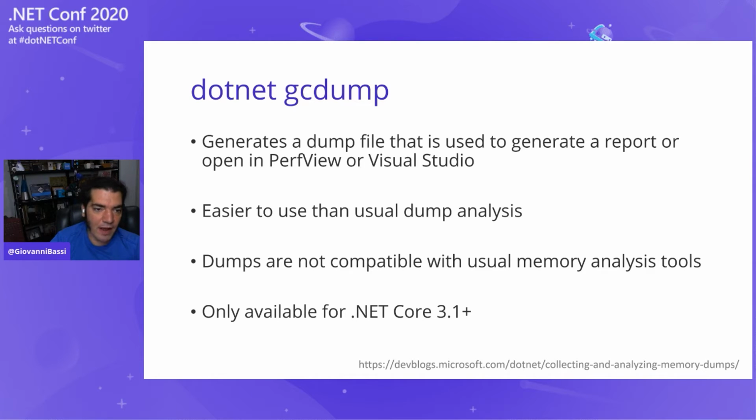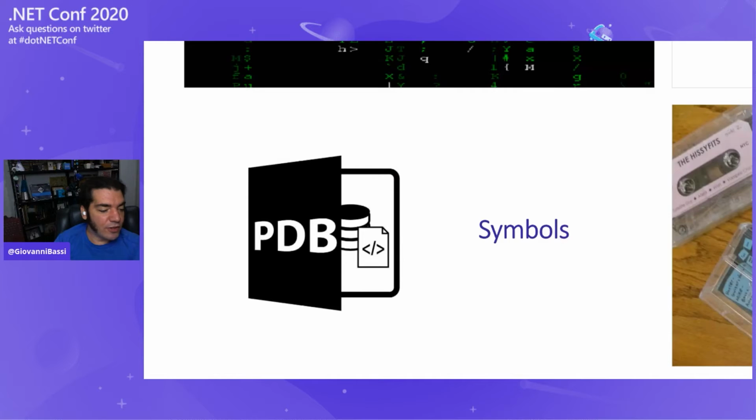There's also dotnet-gcdump, which is a different thing. It actually generates a report that you can open in PerfView or Visual Studio. It's not a dump that you can open in dotnet-dump or WinDbg. It's different. It's easier to use than the usual dump analysis. So even PerfView and Visual Studio are easier tools. They are much more intuitive. And these are not compatible with other tools you might want to use. Traditionally, we have been using WinDbg to analyze memory dumps. It's only available for .NET Core 3.1 and later, so .NET 5 is also there.